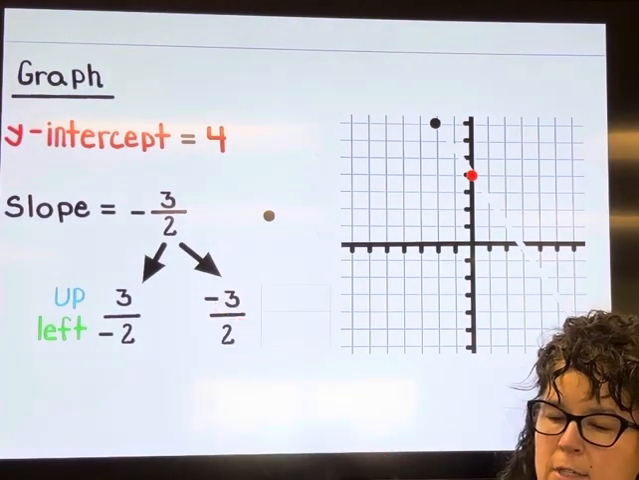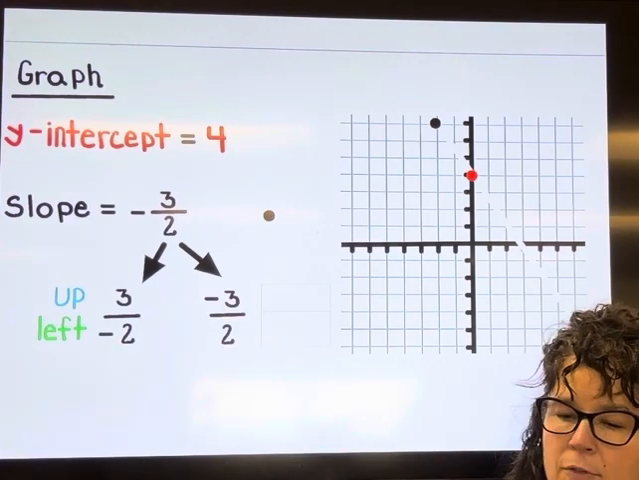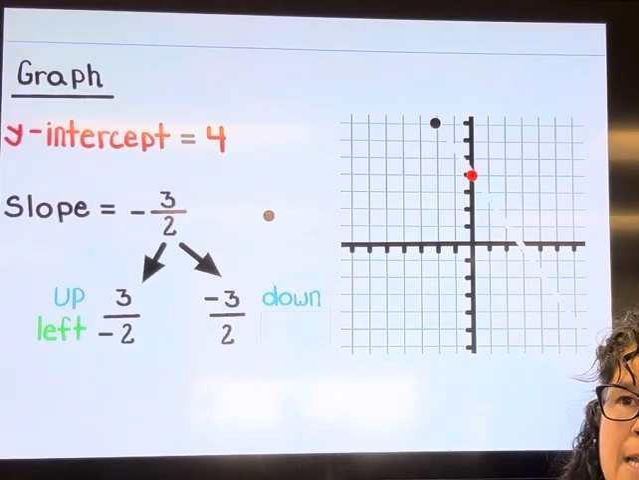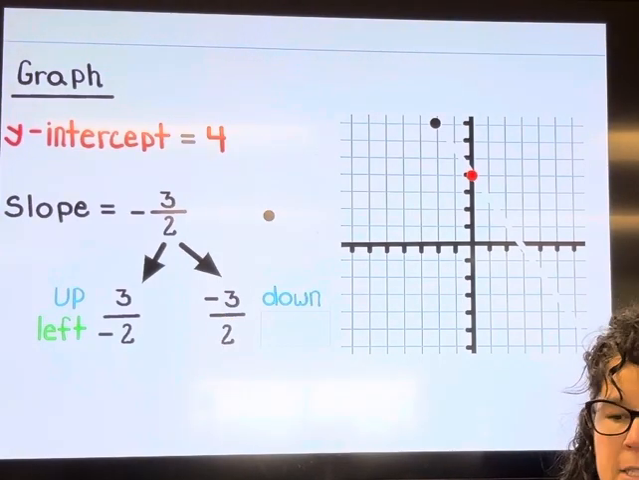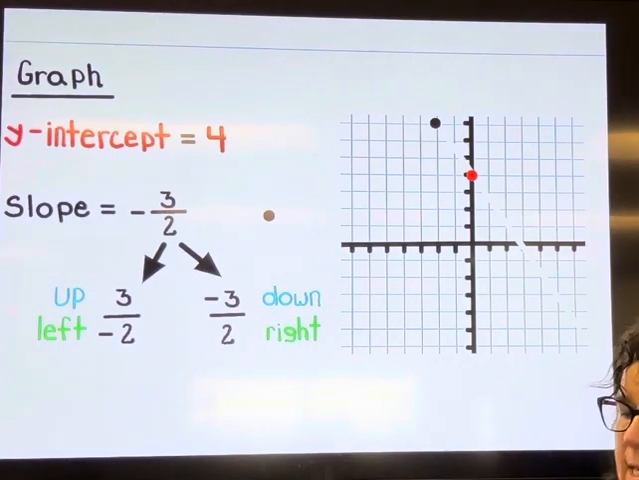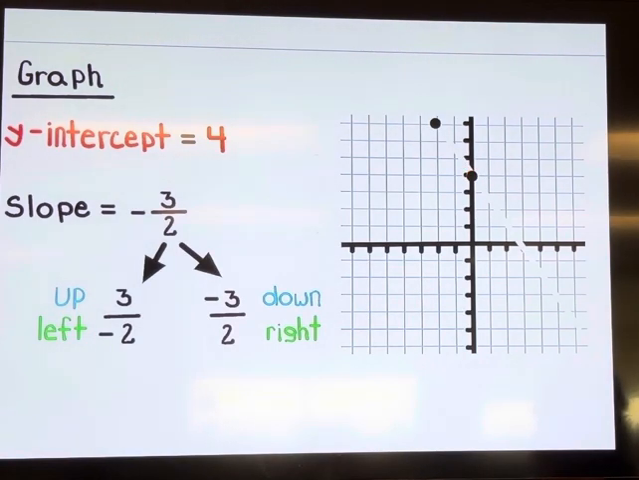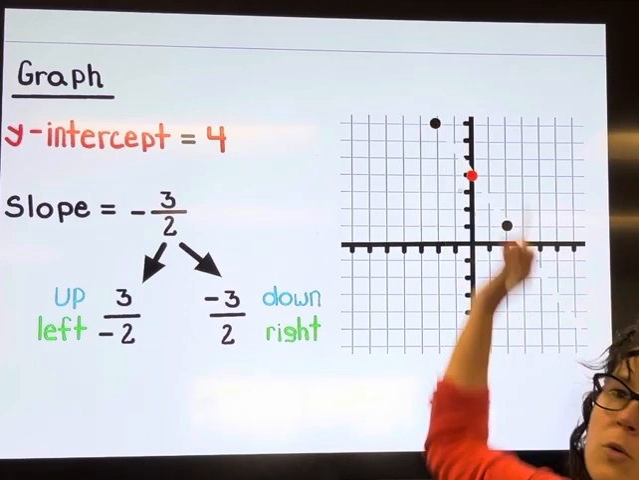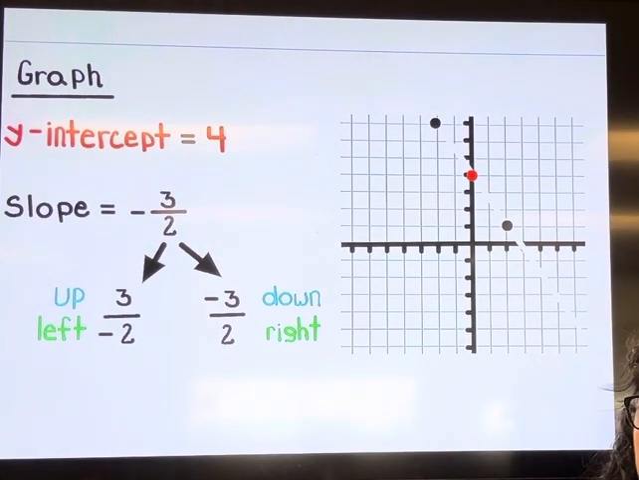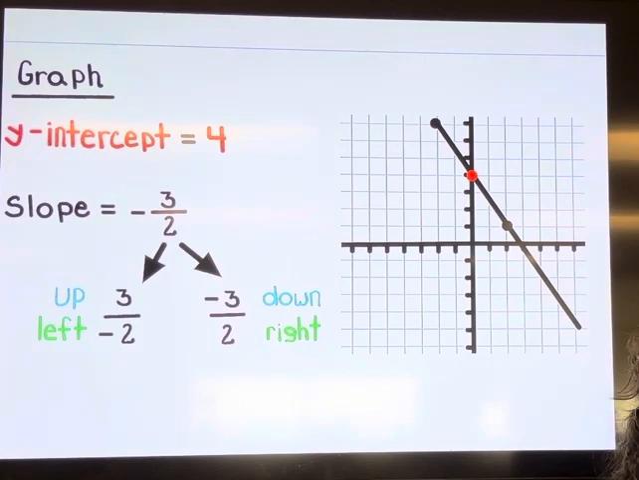And then let's do this one more time, but this time, if I would have chosen to put the negative with the top, rise -3 would have been down, and run +2 would be right. So let's go back to where we begin here at 4, and rise -3, down 1, 2, 3, run +2, right 2, and see how either way, when I connect the dots, I end up with the same line.